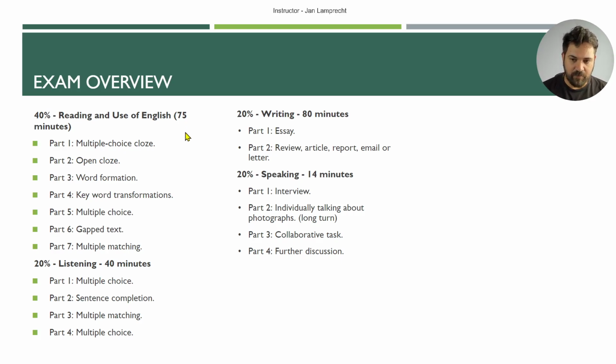Now, there are 7 parts in the reading and use of English paper. You've got part 1, multiple choice cloze, part 2, open cloze. Yes, we will look at all of these in much more detail later. Part 3, word formation. Part 4, keyword transformations. Part 5, multiple choice. Part 6, gapped text, and part 7, multiple matching. Again, you've got 75 minutes to do all these 7 parts.